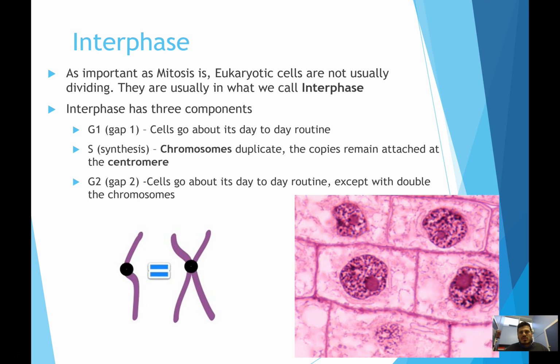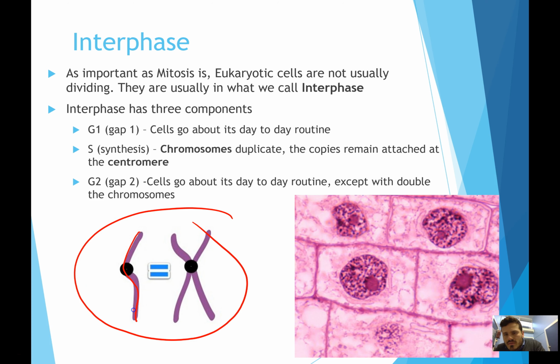G1, cells go through day-to-day routine, growth, and all that stuff. G2, also day-to-day routine, just we're going to have double the chromosomes, because during synthesis, this is what happens here, all right? The chromosomes go from single-stranded chromosomes to double-stranded chromosomes. It's important to note that each one of these strands of chromosomes is identical to that strand there, okay? This is what a cell looks like during interphase. Nothing too exciting. We can say a nucleus with just some squiggly material there. We can't see the chromosomes in themselves.